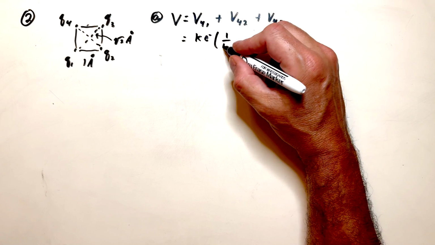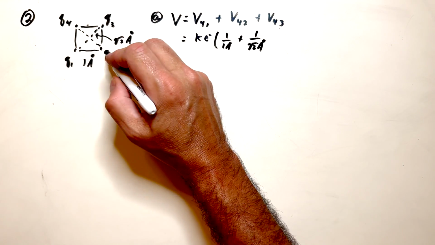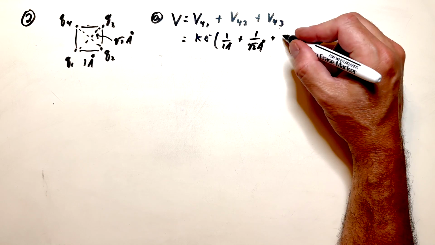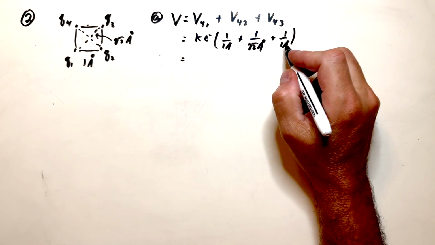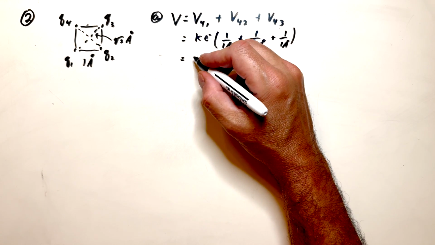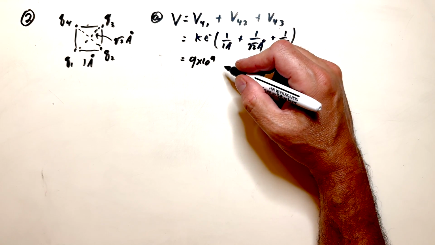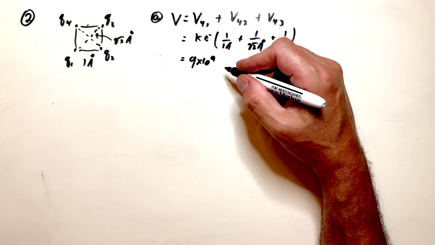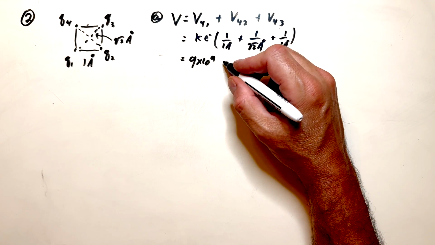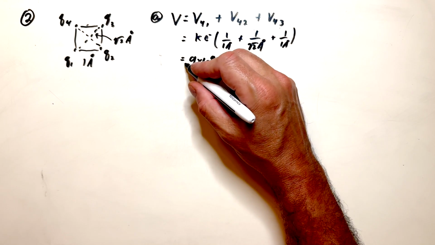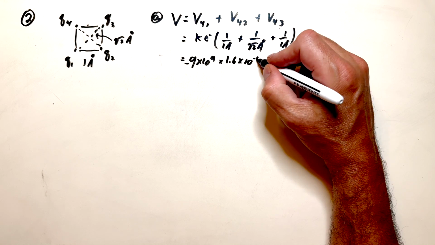So this will be 1 over 1 angstrom plus 1 over the square root of 2 angstroms, because between 4 and 2 is the square root of 2 angstroms distance, plus 1 over 1 angstrom. And so what does this give us? These are all in 1 over angstrom, so I can write K as 9 times 10 to the 9. That's got the units of K, newton meter squared per coulomb squared, but I'm not going to write the units in here. Times the charge, e minus, is going to be minus 1.6 times 10 to the minus 19.